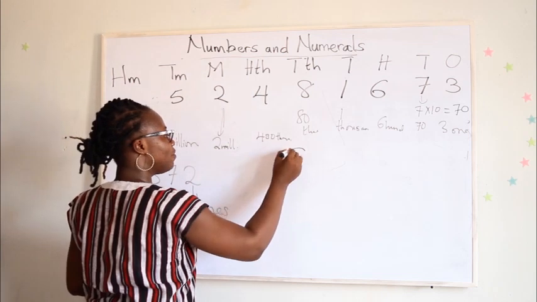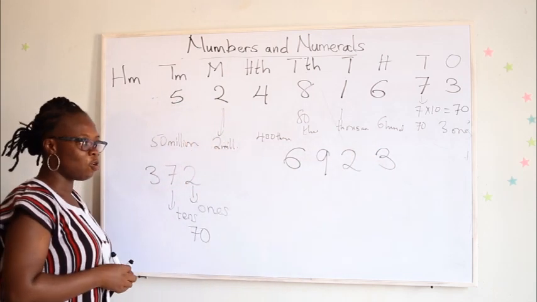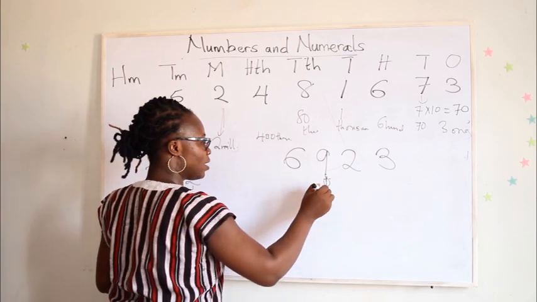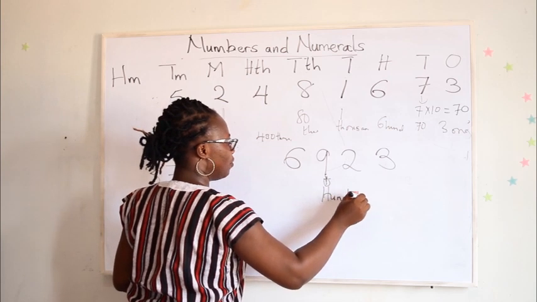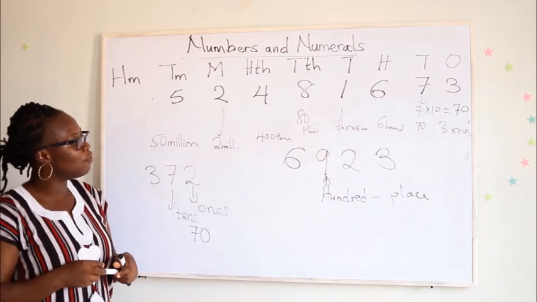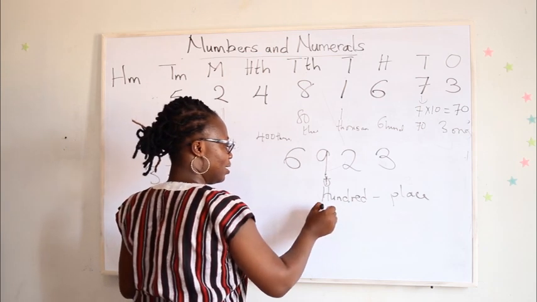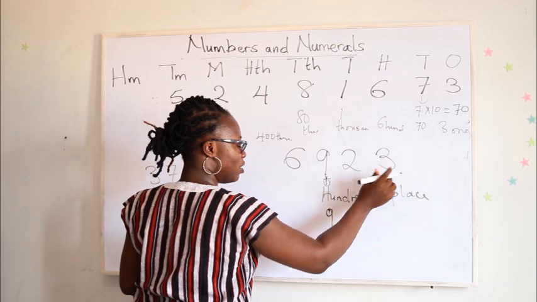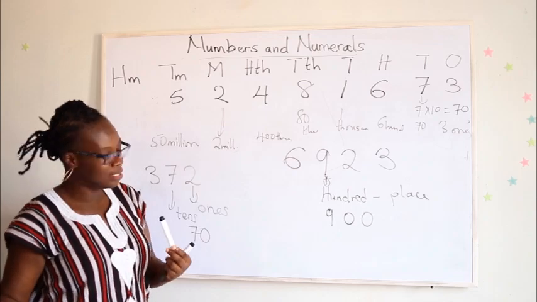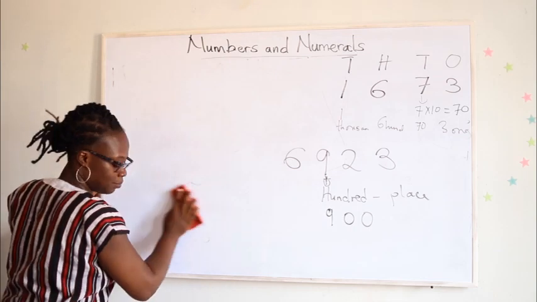If I have 6, 9, 2, 3, what is the place of 9? The place of 9 here is 100. That is the place of 9. If I ask you for the place value of 9, it is going to be 900. So the rest goes to 0. It's going to be 900. So that is about place value.